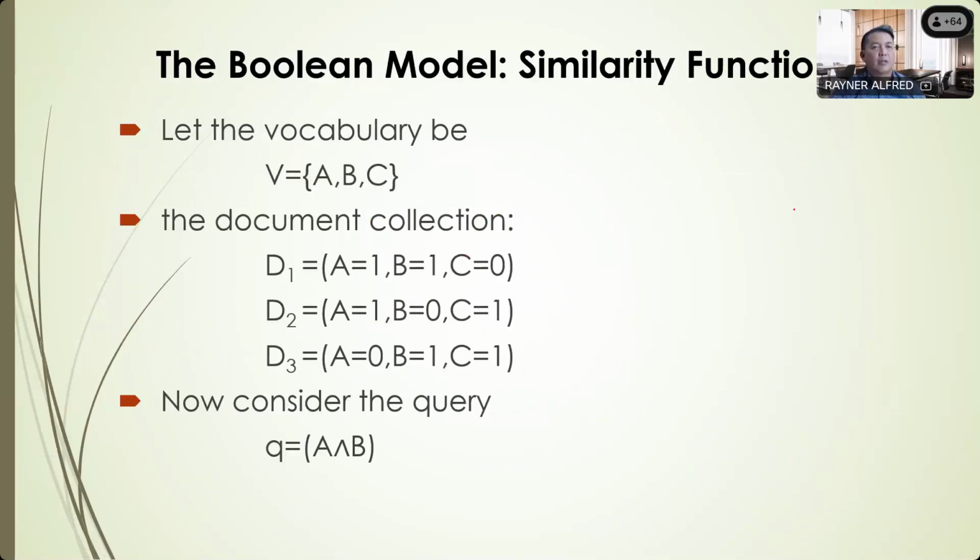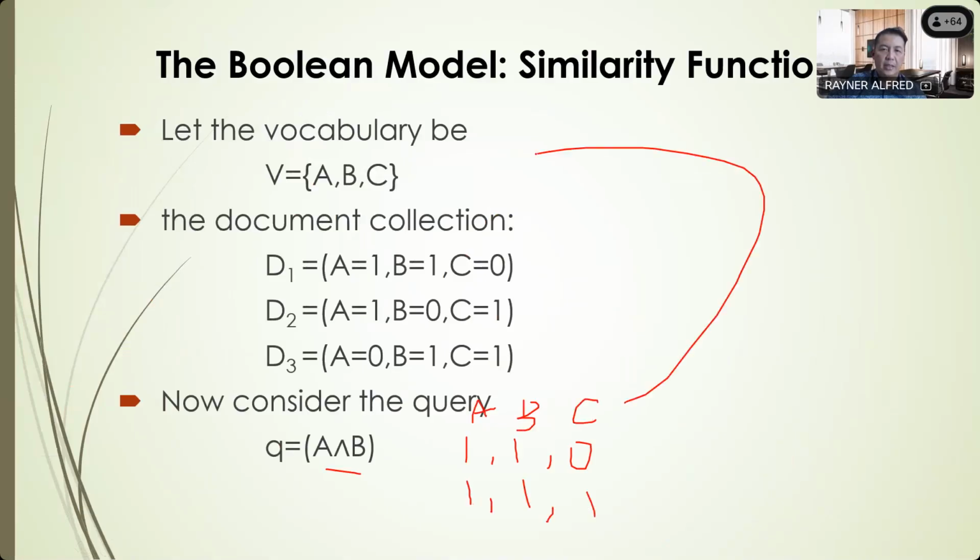Okay. So for example, like this, we have the vocabulary A, B, C. If document 1 has 110, document 2 has 101, and then document 3 is 011. So if you have this query, the query is 110, right? And then 111, because we have this A, this is B, and then this is C. So this is coming from here, but we don't care about the C.